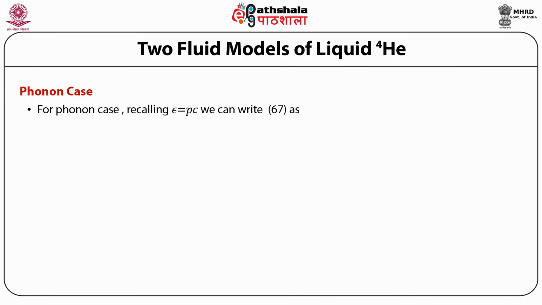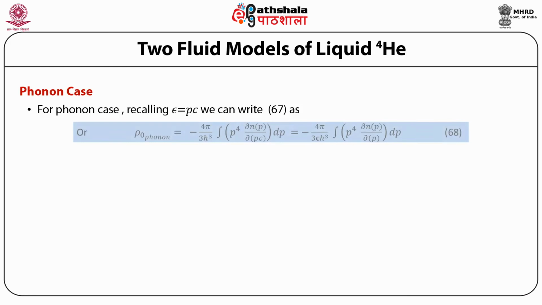Phonon case. For the phonon case, recalling ε = pc, we can write 67 as ρ₀ corresponding to phonon is equal to −4π/3h³ ∫ p⁴ ∂n_p/∂(pc) dp, which is equal to −4π/3ch³ ∫ p⁴ ∂n_p/∂p dp. This can be integrated by parts as follows.